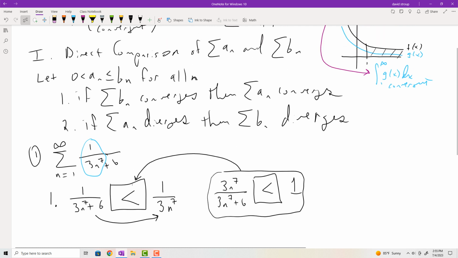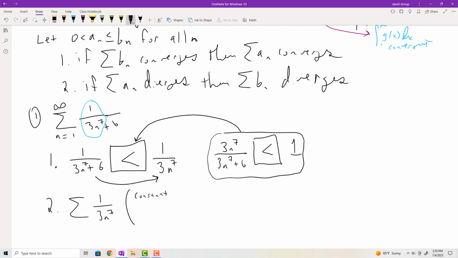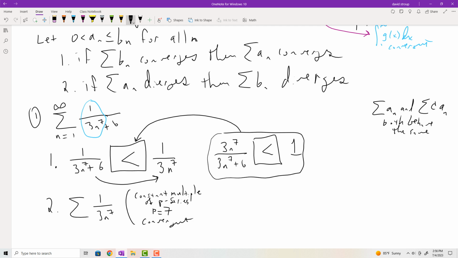So for our test to work, we need this new series to be hopefully convergent. Step 2, I investigate this new series that I've created. What kind of series is it? Well, it's a constant multiple of a p series, right? I had a statement earlier, maybe in 9.2, where I said basically the sum of a sub n and the sum of some non-zero constant times a sub n both have the same behavior. So although it's not exactly the p series, it's a constant multiple of it, and it'll have the same behavior as the p series. The p value here is 7, and therefore it's convergent. And that's what we need for this to hold.